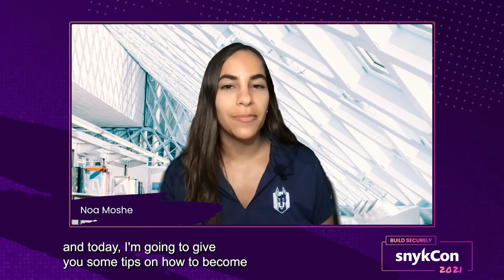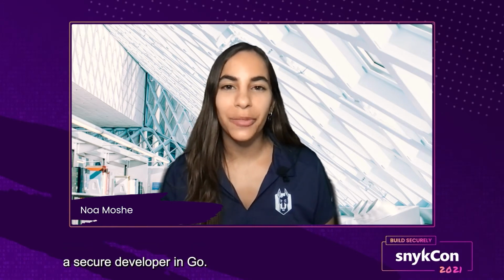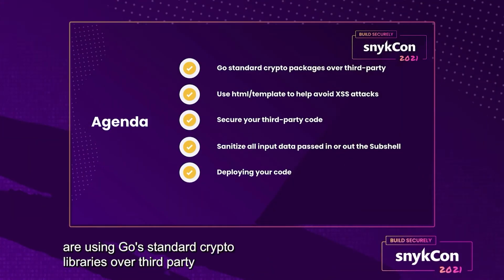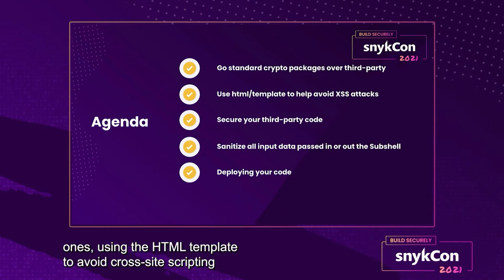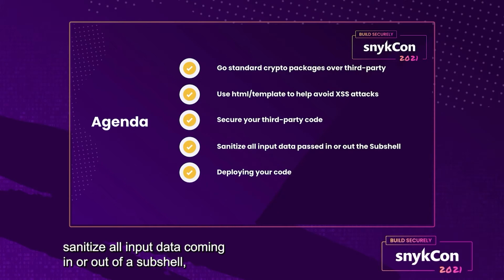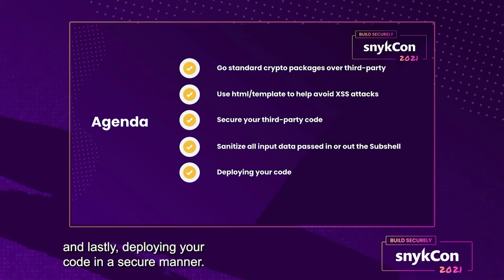A solutions engineer at Snyk, and today I'm going to give you some tips on how to become a secure developer in Go. The 5 topics we're going to discuss are using Go's standard crypto libraries over third-party ones, using the HTML template to avoid cross-site scripting attacks, securing your open source code, sanitize all input data coming in or out of a subshell, and lastly, deploying your code in a secure manner.